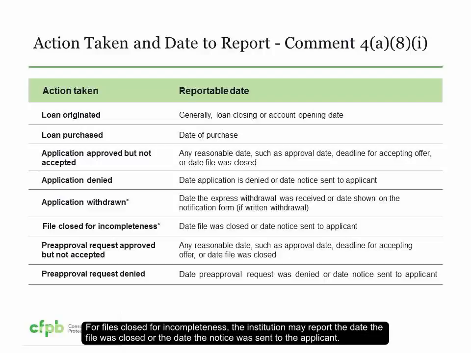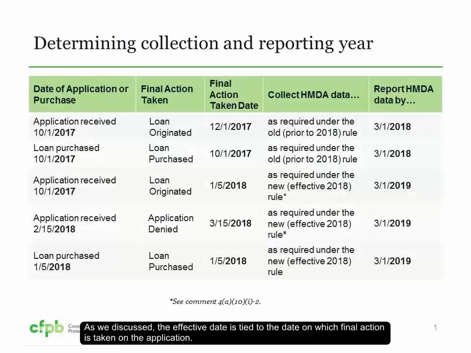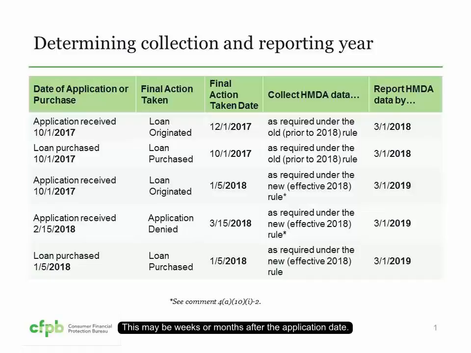For files closed for incompleteness, the institution may report the date the file was closed, or the date the notice was sent to the applicant. Note, however, that a pre-approval request that was withdrawn or closed for incompleteness is not HMDA reportable. As we discussed, the effective date is tied to the date on which final action is taken on the application. This may be weeks or months after the application date.